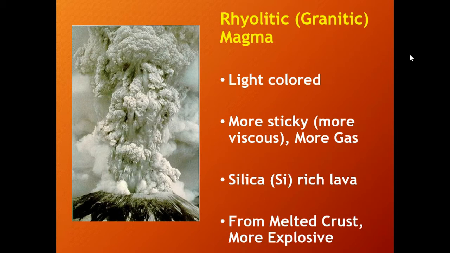Andesitic magma is an intermediate variety of the two, intermediate style magma. It's directly from melted crust. It is more explosive. It's very similar to what you see here in rhyolitic magma, and it is typically found in the explosive volcanoes.